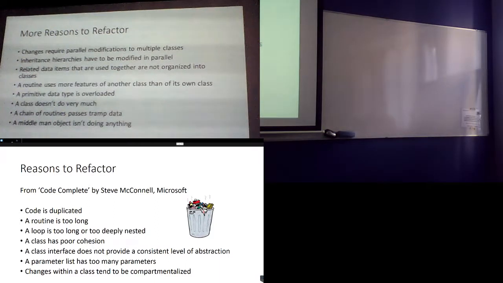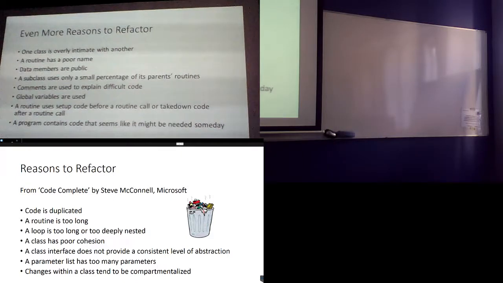You can use more features of another class. You can basically create a class which uses all the methods of another class. Then a primitive data type is overloaded, so you have one data type with multiple underlying types, and it's basically too much. You can create a class which doesn't do very much, just passes the data. You can create chains of routines which just push the data forward. You can create classes which do nothing, just pass data back and forth.